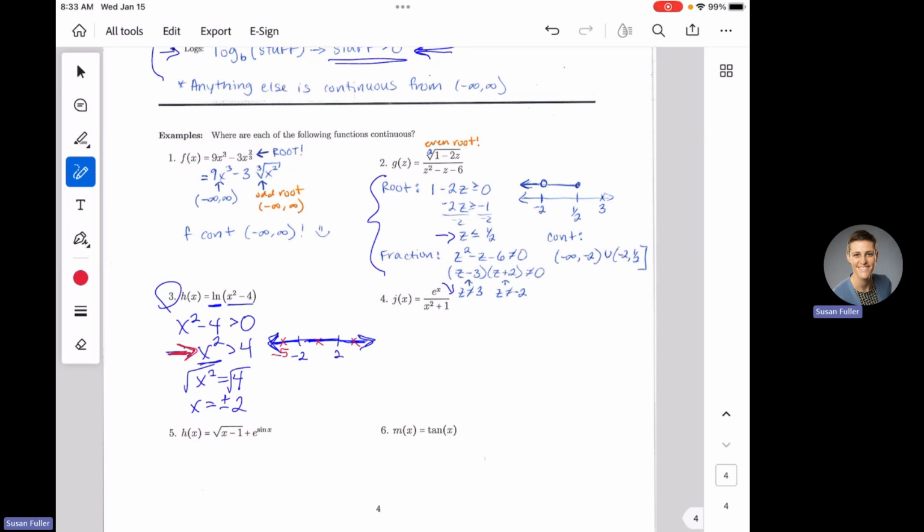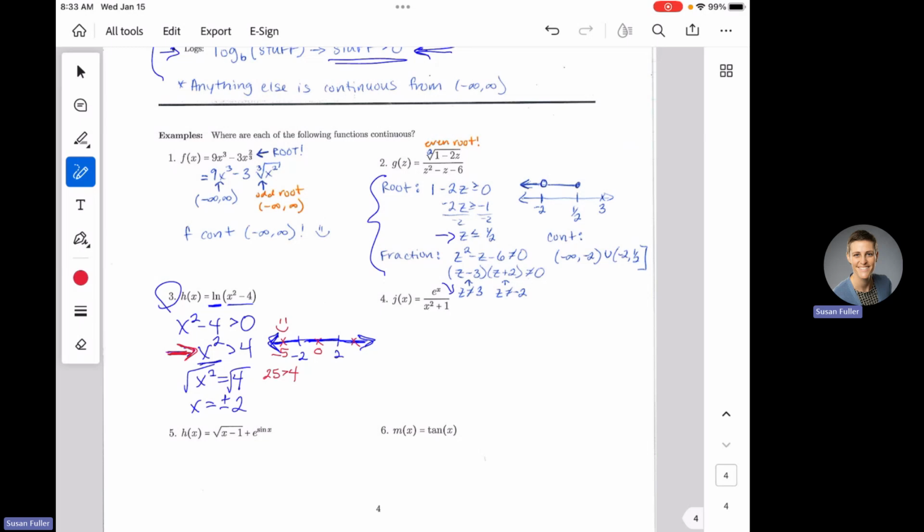If I plug negative 5 in there, I get negative 5 squared. That's 25, which is greater than 4. Yes, that's legit. That part works. Now I'm going to pick my favorite representative between negative 2 and 2. My favorite representative is 0. If you have a different favorite representative, use yours.